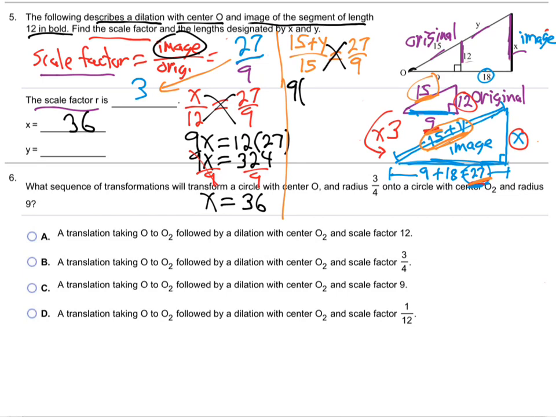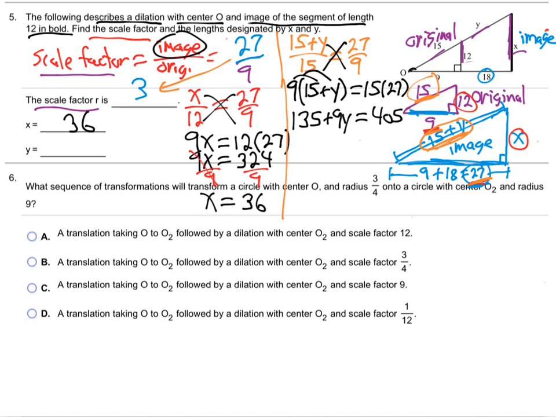It's going to be 9 times 15 plus y, that's 15 times 27. And so, distribute that 9. 9 times 15, 135 plus 9y. And 15 times 27, I don't know what that is. 405.